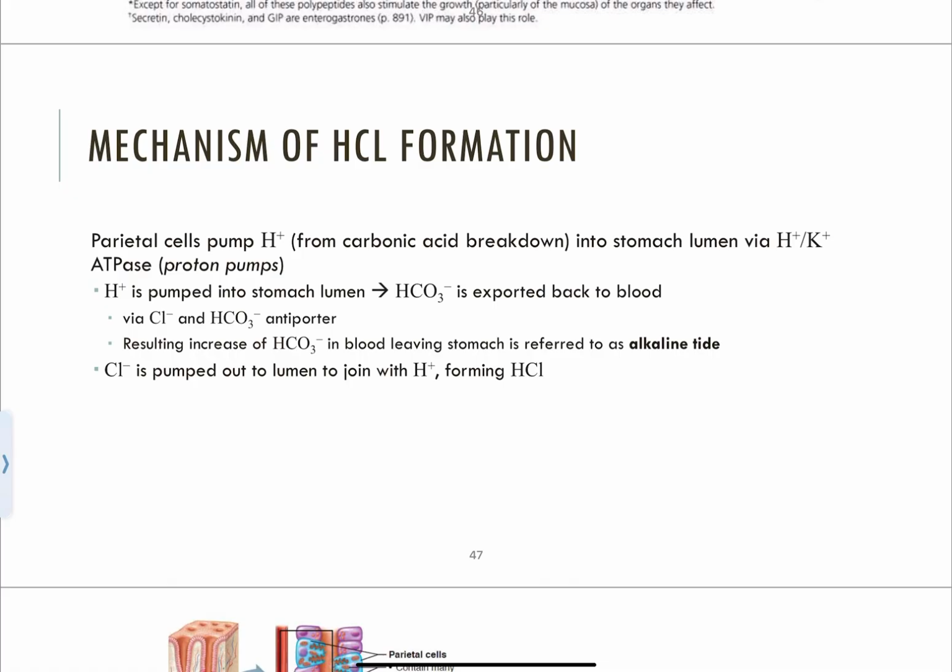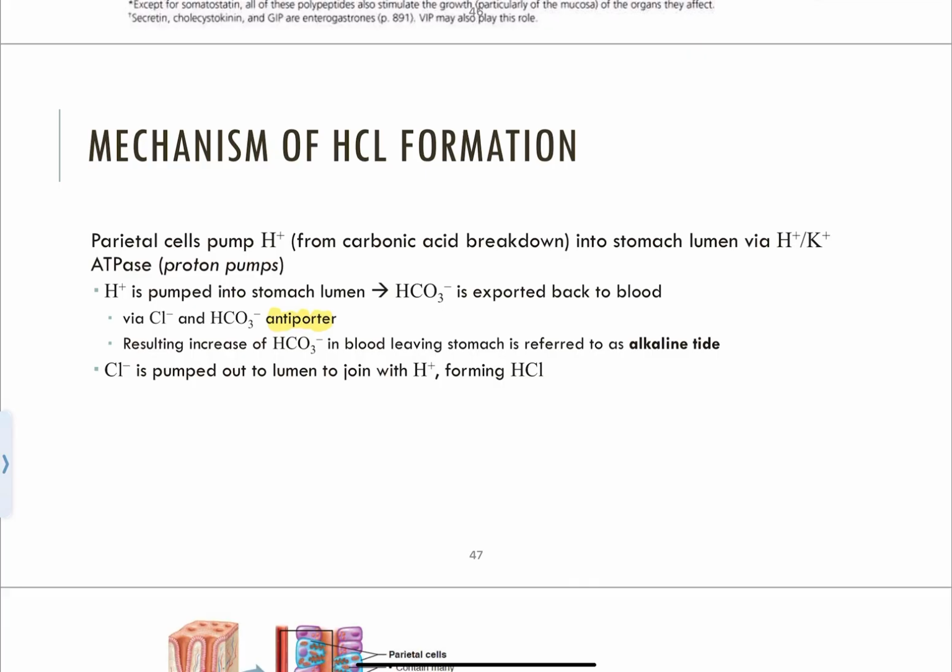Once we have hydrogen ions pumped into the stomach lumen, we have the bicarbonate ion exported back to the blood. How do we export the bicarbonate ion back to the blood? Via a chloride shift, essentially like what we saw in red blood cells. So we have a chloride being exchanged for a bicarbonate ion. Anytime we have ions moving in opposite directions, we call the channel they're moving through an antiporter. A symporter would mean that the ions are moving in the same direction.